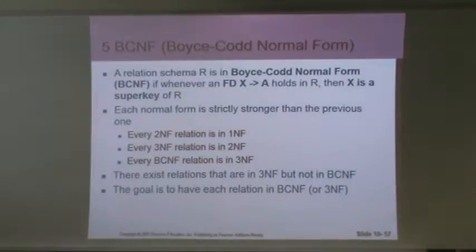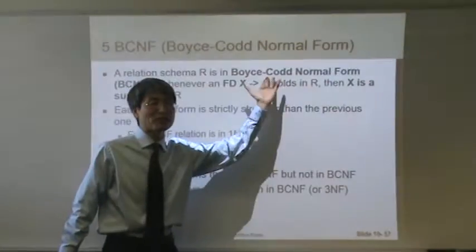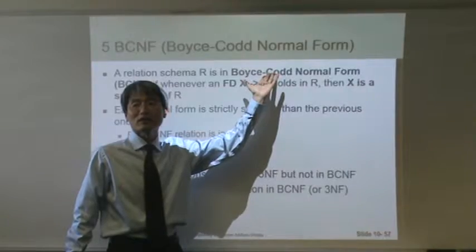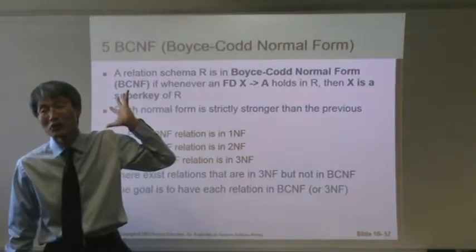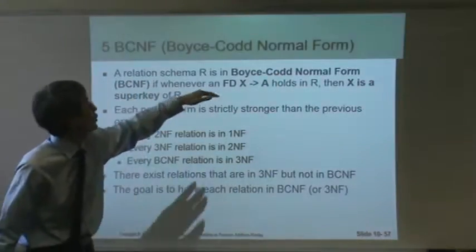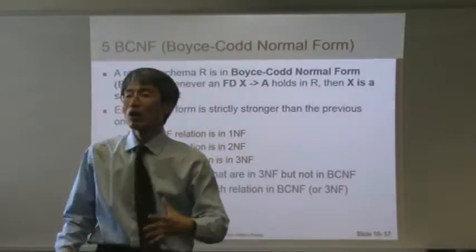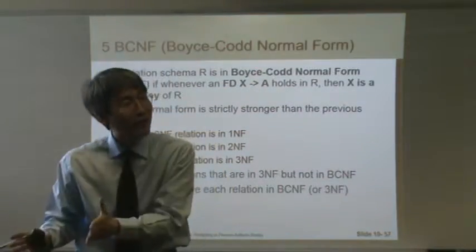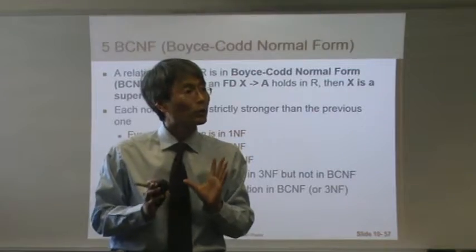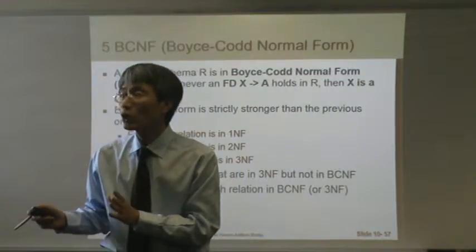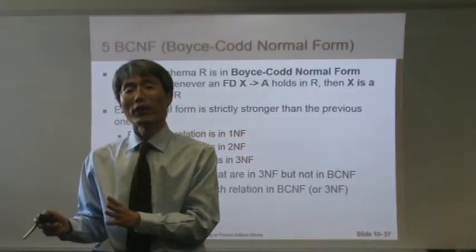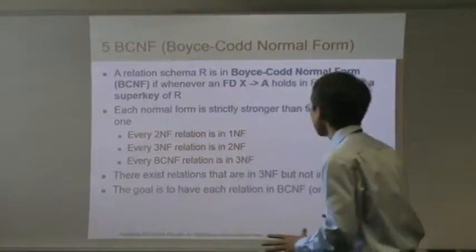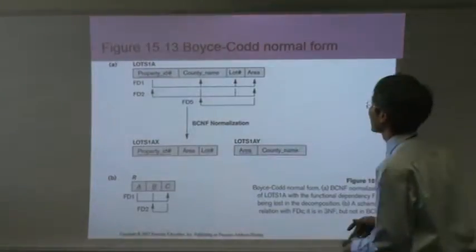BCNF is Boyce-Codd. Have you ever seen this name Codd? It's Dr. E.F. Codd who proposed the relational model, and Boyce is his colleague. So Boyce and Dr. E.F. Codd found that even though this is transitive, that's a little bit different. Let's take a look at this example.